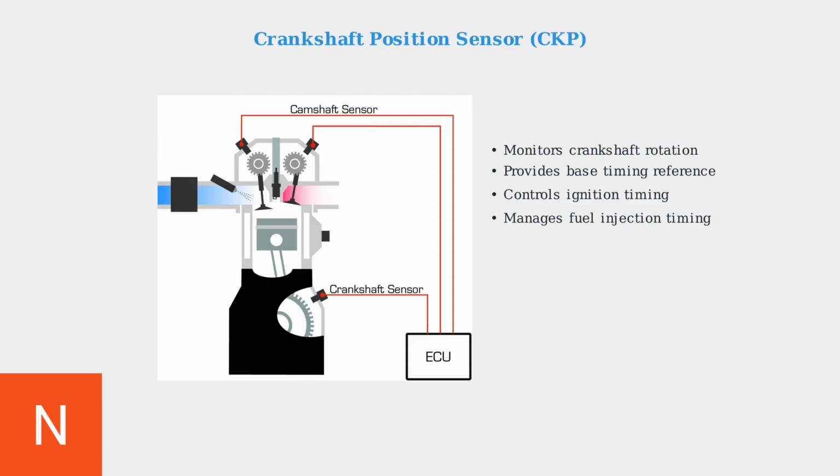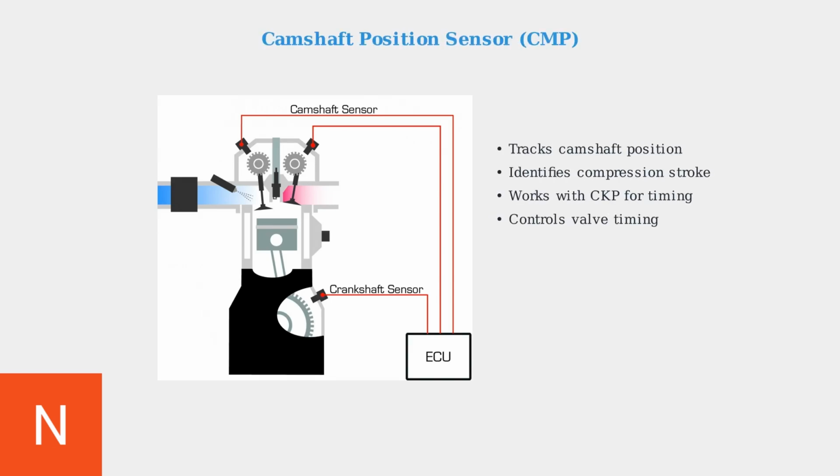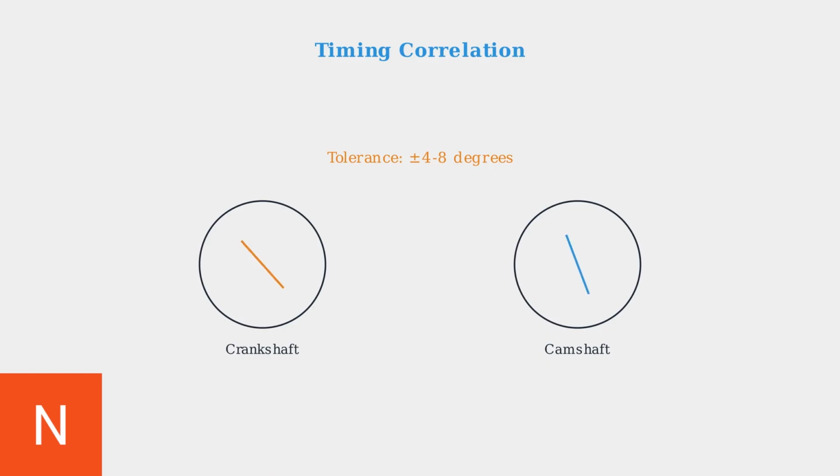The crankshaft position sensor monitors the crankshaft's rotation and provides the base timing reference for ignition and fuel injection systems. The camshaft position sensor tracks the camshaft's position and rotation. It determines which cylinder is on the compression stroke and works in conjunction with the crankshaft sensor for precise engine timing. These sensors must maintain precise timing correlation.